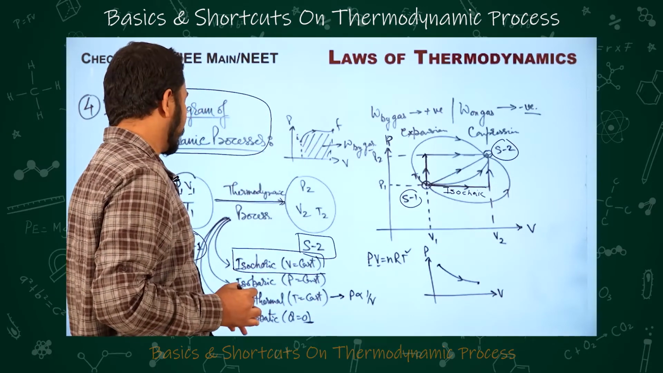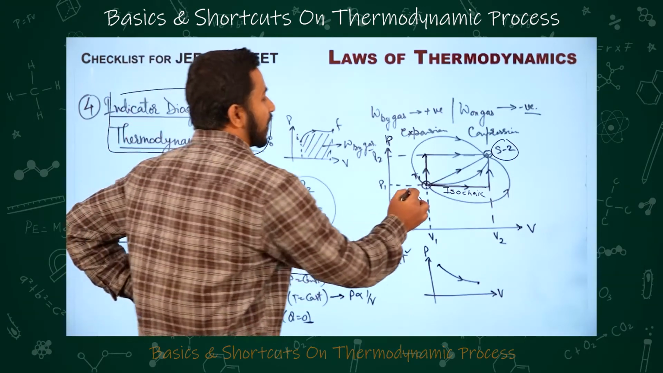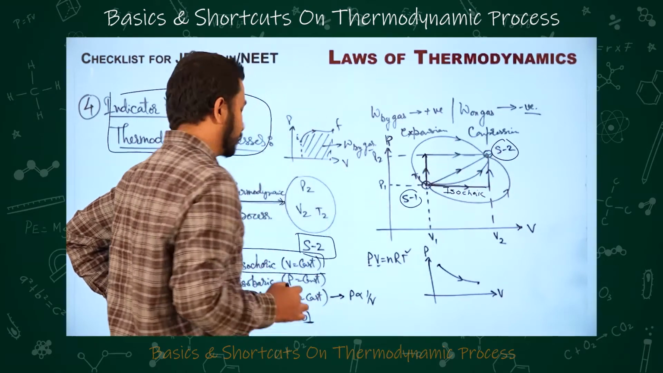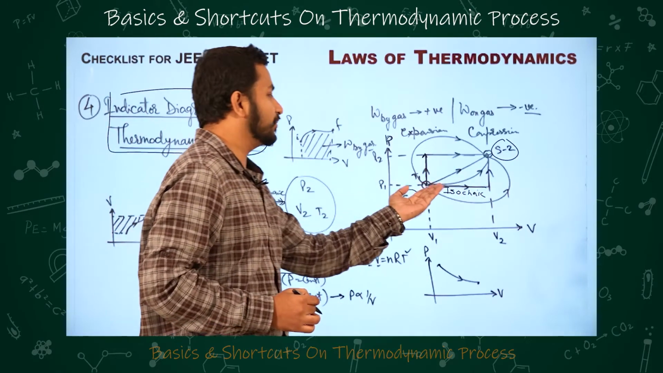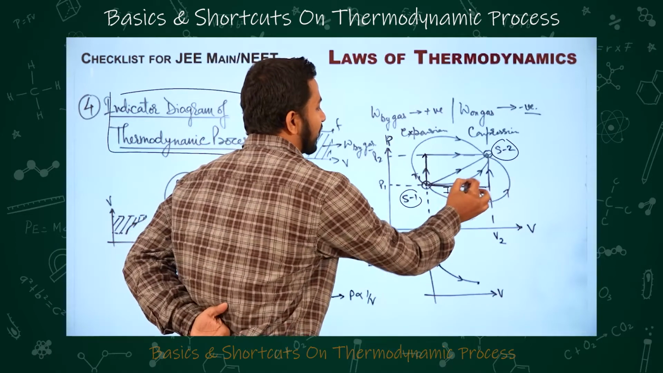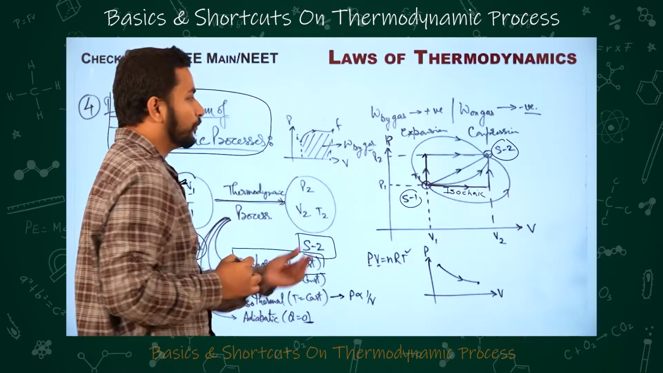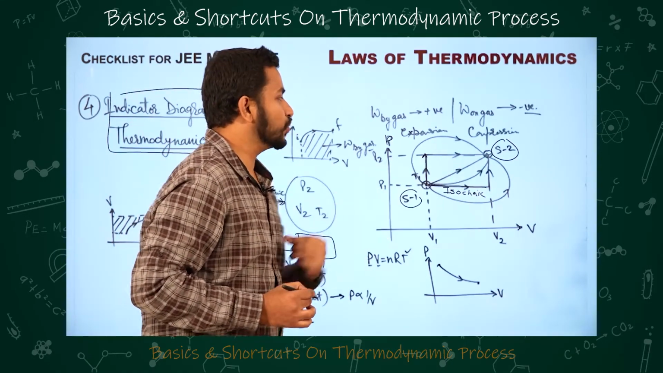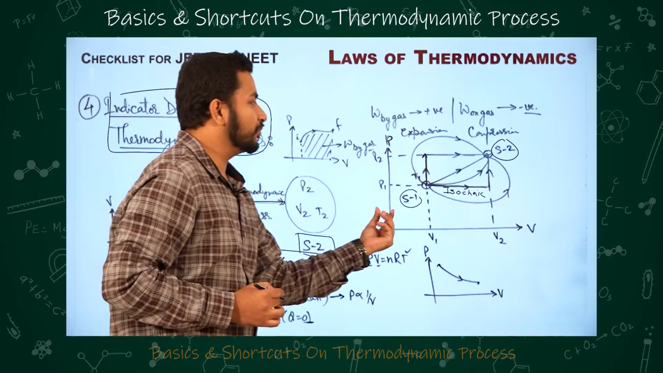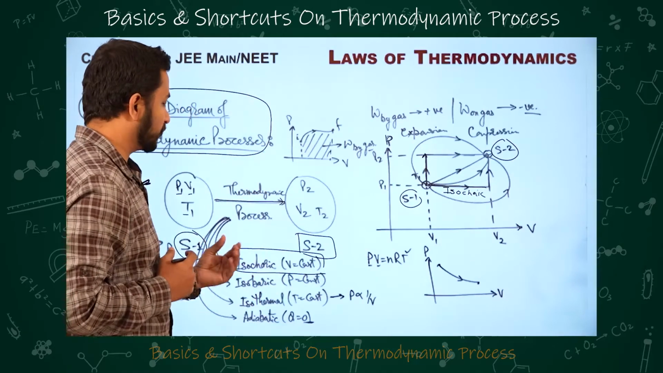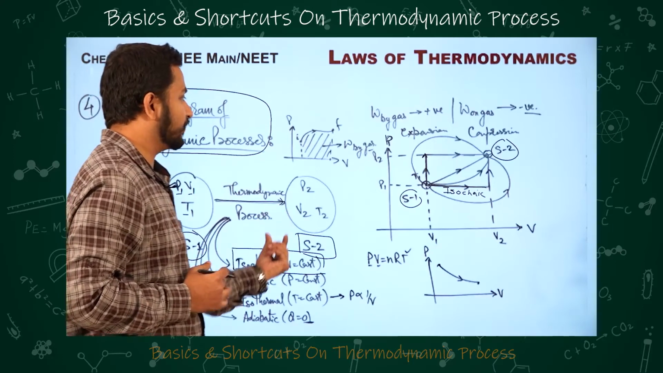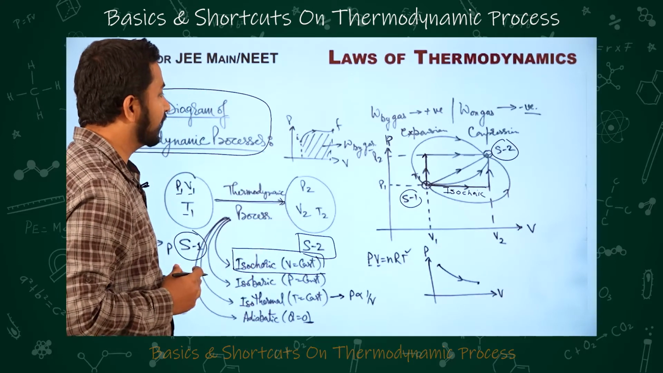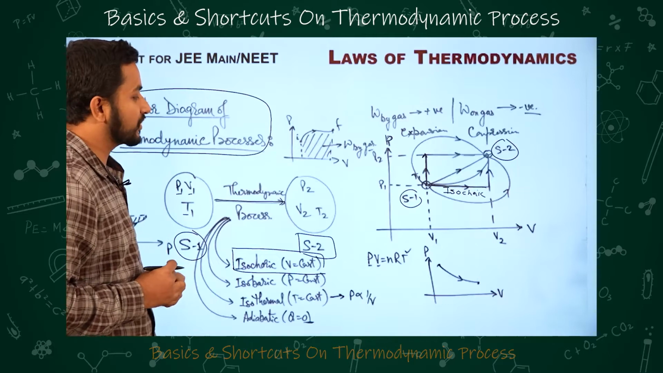Next, I can go by an isothermal process also. So this one will be the isothermal process. And next, it can be adiabatic, and this one is the adiabatic process. So from the S1 state to the S2 state, I can move by an infinite number of ways, and every way is a specific thermodynamic process.